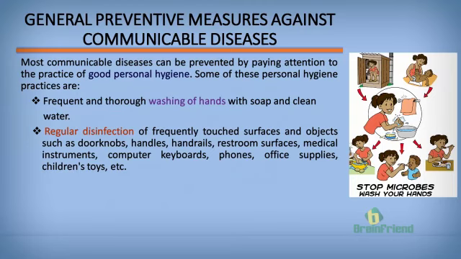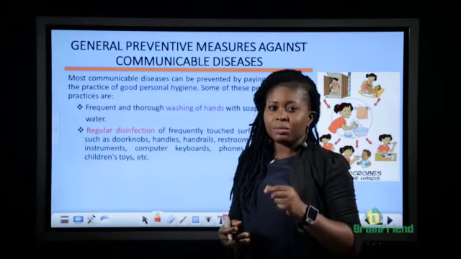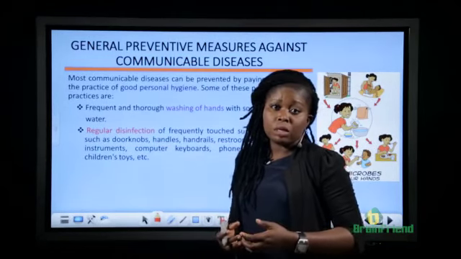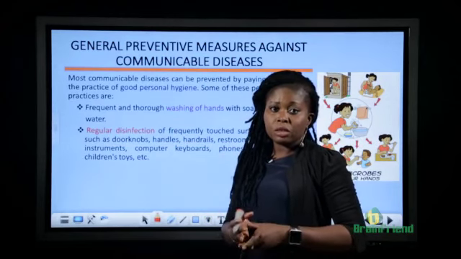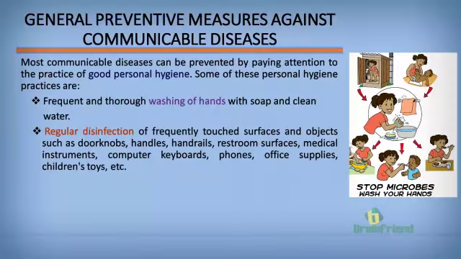So having seen the different modes of transmission of communicable diseases, we'll be looking at the things we can do to generally prevent these diseases, okay? As much as they are easy to contract, there are simple hygienic rules that we can follow to actually prevent such diseases from getting across to us. So most communicable diseases can be prevented by paying attention to the practice of good personal hygiene, okay?